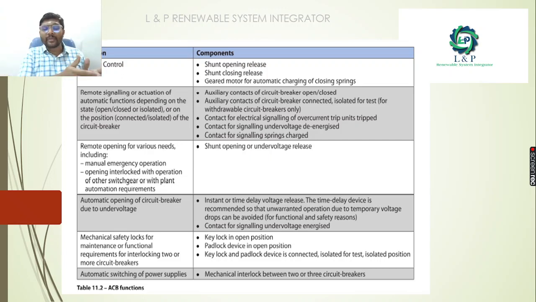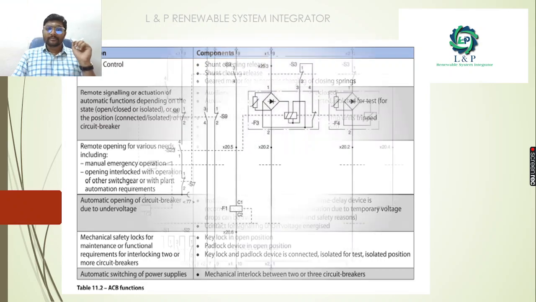We can perform the automatic opening of the circuit breaker due to under voltage. That is the most important function. We also have mechanical safety locks for maintenance purposes. And we also have automatic switching of power supplies.